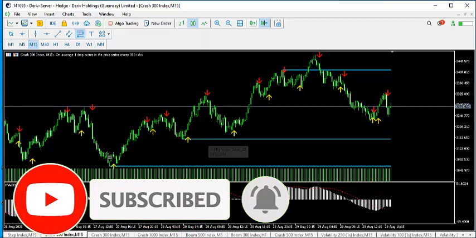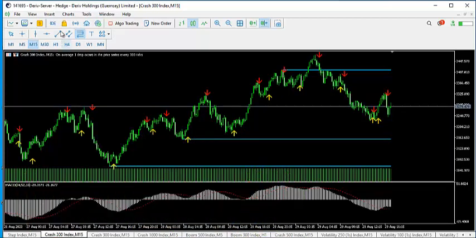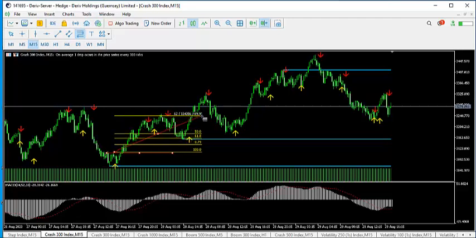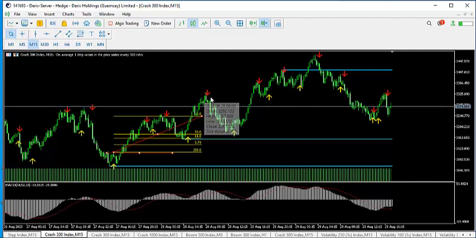Look at what we have here on the crash 300. Here is the break of structure. You take your Fibonacci from where the structure was broken, down over here, and you extend it a little. Then price has hit our 61.8, we got a buy signal, and of course you can see we are going to be taking our profits.